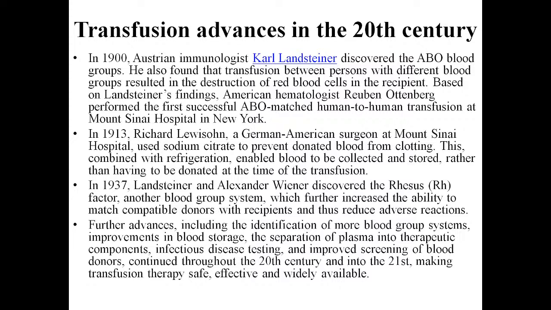In 1937, Landsteiner and Alexander Wiener discovered the rhesus factors, another blood group system, which further increased the ability to match compatibility of donors with recipients and reduce adverse reactions.